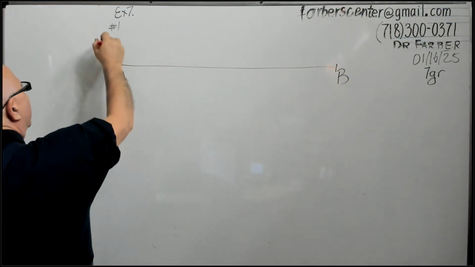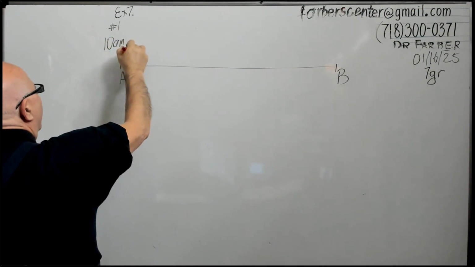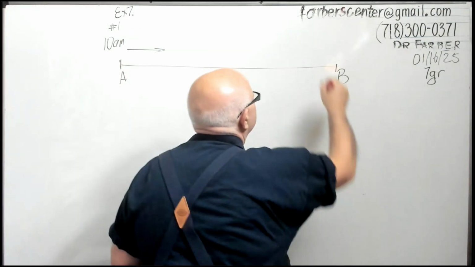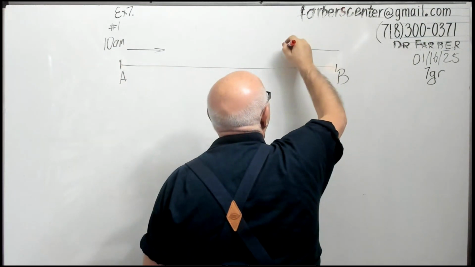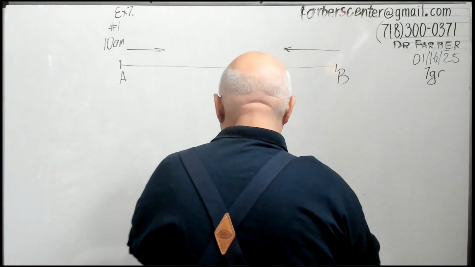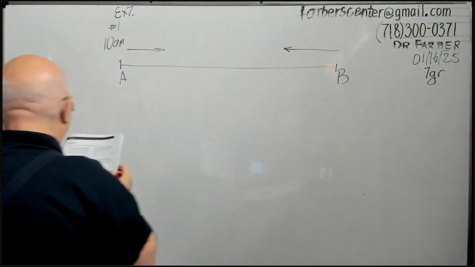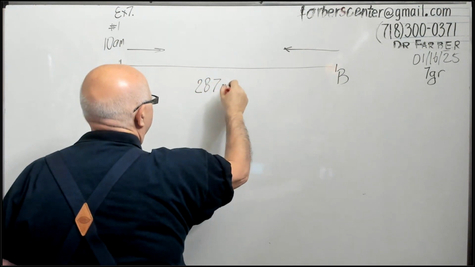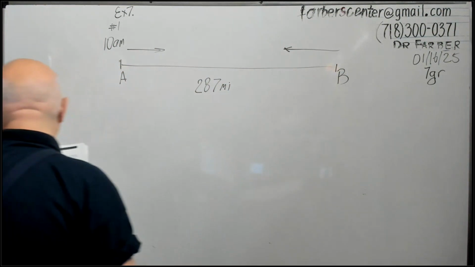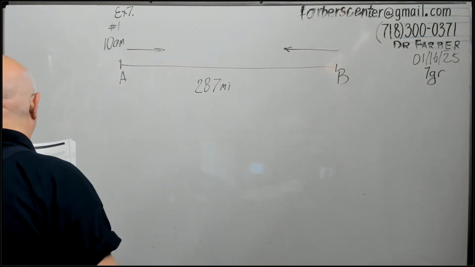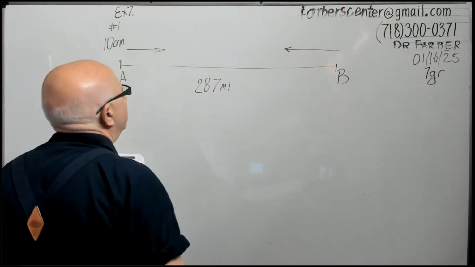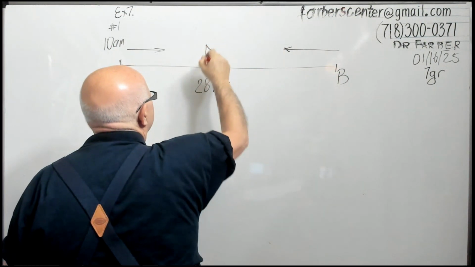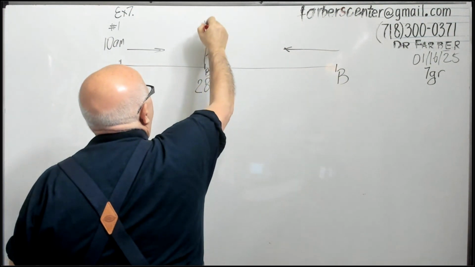And 10 a.m. Two cars. What else do we know? This is 287 miles apart. They passed each other at 1:30 p.m. Here, this 1:30 p.m.